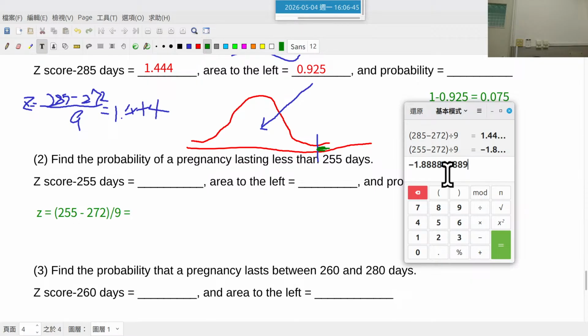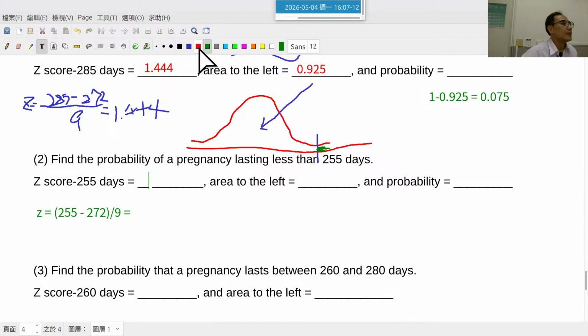Thus, it is very reasonable to get minus 1.888, and rounded to 3 decimals it is minus 1.889. Don't forget the minus symbol. Some of you forgot to write down the minus, and he or she did not get a score. Okay? So the first one, I prefer to write it as minus 1.889.